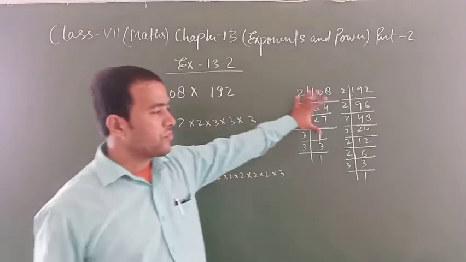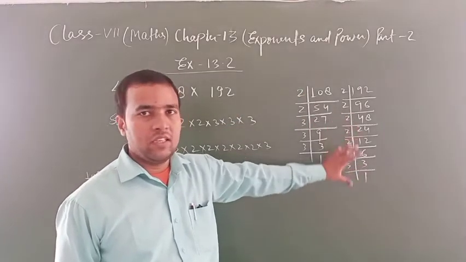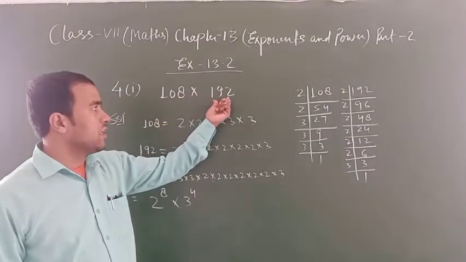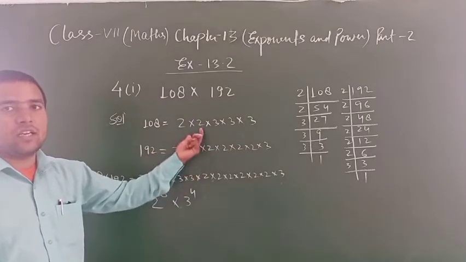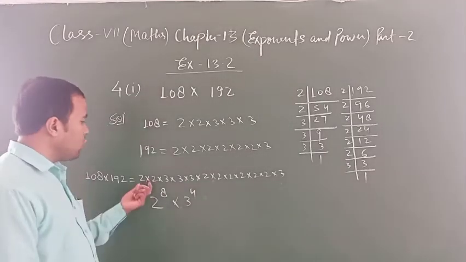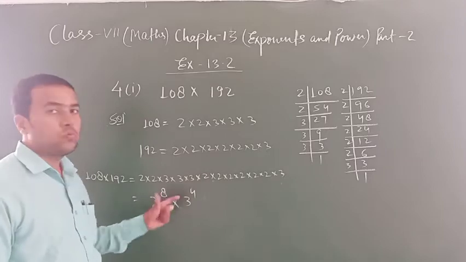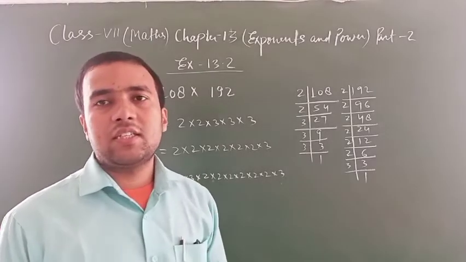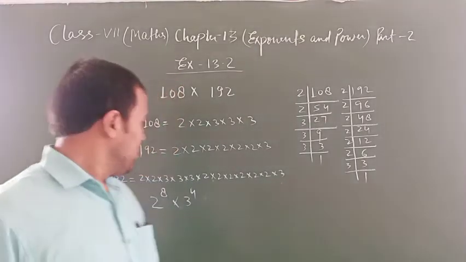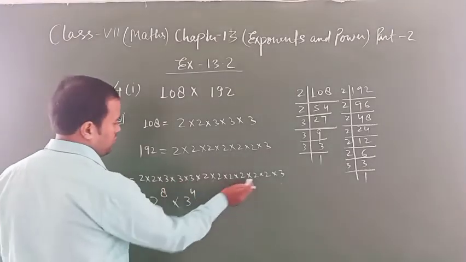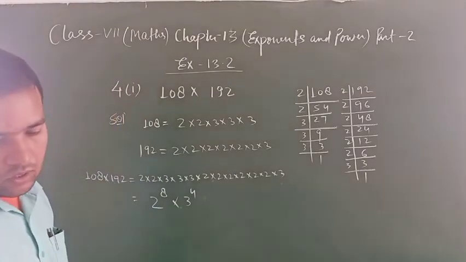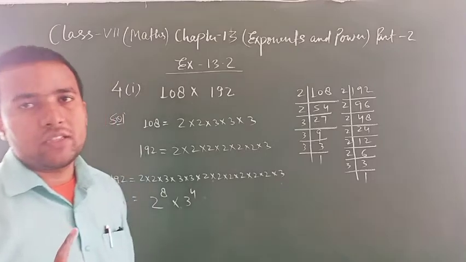First we have done the factorization. After that we have written this factorization in place of 108 and 192. Clear? After that we have seen how many 2s are there. It is 2 power 8, because the question is asking to write in exponential form. That's why we are writing here. Clear? 2 power 8, and 3 power 4. 2 power 8 into 3 power 4. Clear? So in question number 4, do all the questions like this.